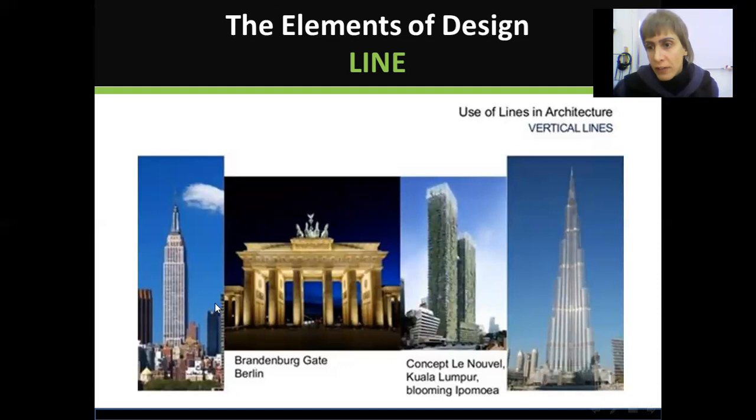Use of lines in architecture. This is just how lines are used in real three-dimensional objects, architectural. So if you notice, these are vertical lines. If you look at this, we see mostly what? Vertical lines, okay? When we see this object, we feel vertical lines. This here, again, mostly we see the vertical lines. They are the strongest in the composition.